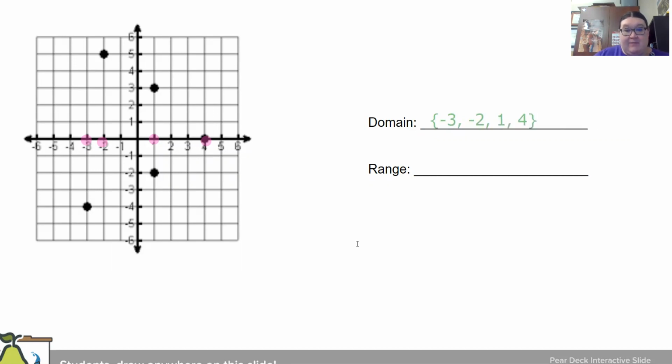And then same thing for the y's, we would say -4, -2, that point is at 0, this point's at 3, and this one is at 5. So when we do our range, we would say it is -4, -2, 0, 3, and 5. Just discrete, so you're only having to do those particular points.